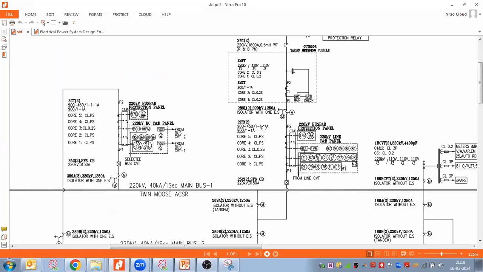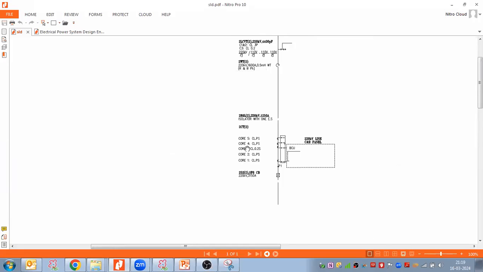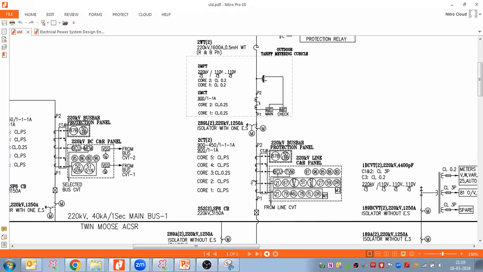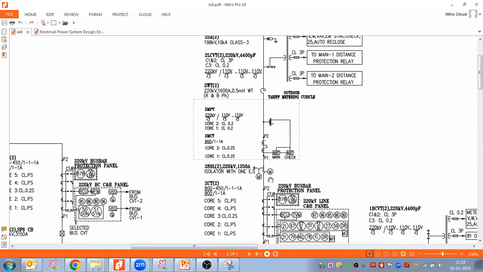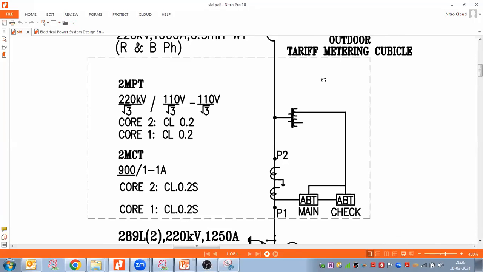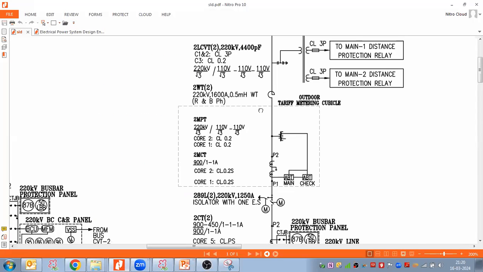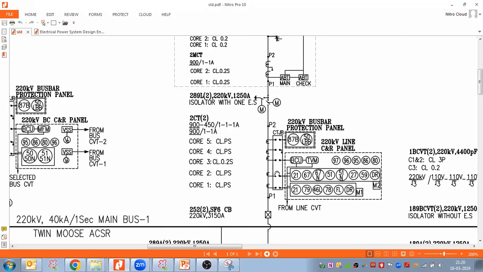I'll share some project single line diagram. You can see here we discussed a lot of things about this CT, but along with this CT, we have one more CT. You can see that CT over here. This is the outdoor tariff metering cubicle. This dedicated CT and VT here is called the tariff metering or dedicated revenue metering. So where do we take this, what is the purpose of this, and where should we not take this? What is the use of this? And the difference between this and this CT sizing calculations.